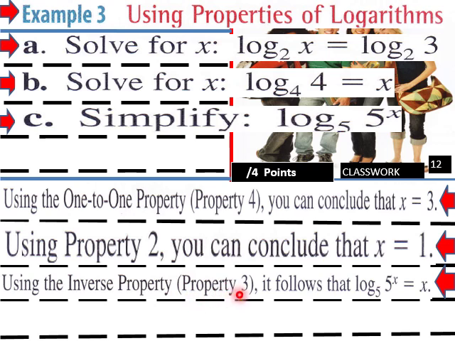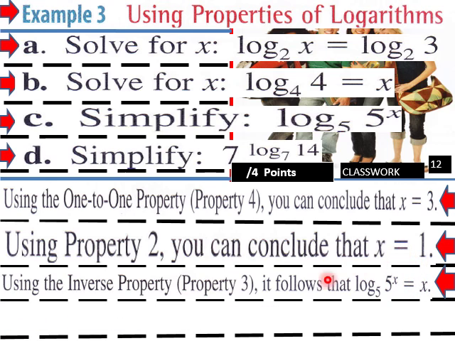Using the inverse property, property 3, it follows that log base 5 of 5 to the x power would equal x here in this case. So log base 5 of 5 to the 5x power would equal x in that case.